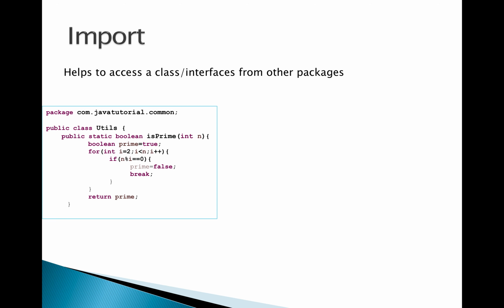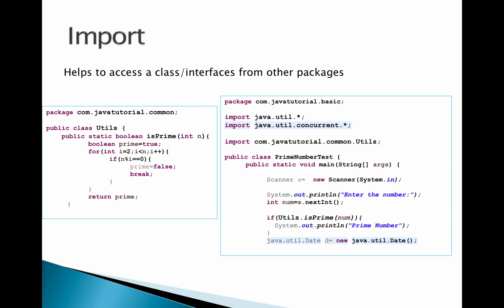So let's say we have a class called Utils, and this class is present in the com.java-tutorial.common package. This Utils has a static method, isPrime, which takes an input number and validates whether it is a prime number or not. It returns true or false. So if anyone wants to check for a prime number, they don't need to write the program. Instead, they can import my class into their class, and then they can access it.